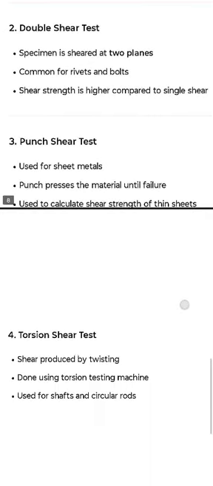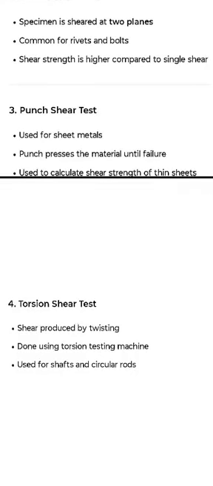And coming to the last type of shear test, which is torsion shear test. Shear is produced by twisting the material. At that time the shear can be produced in the material, and that is known as torsion shear test, done using a torsion testing machine. We can calculate the torsion strength of the material in that, and the same torsion shear test can be done in the same machine. It is used for shafts and circular rods.